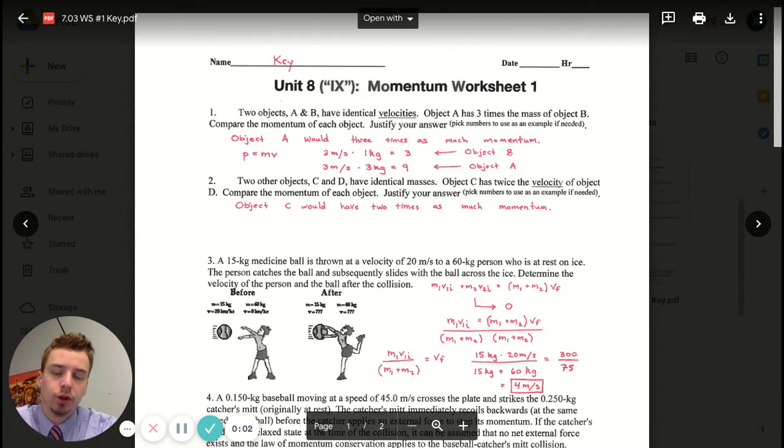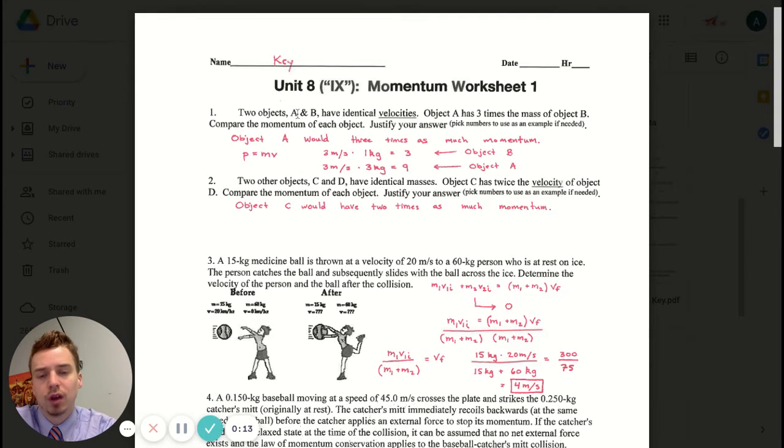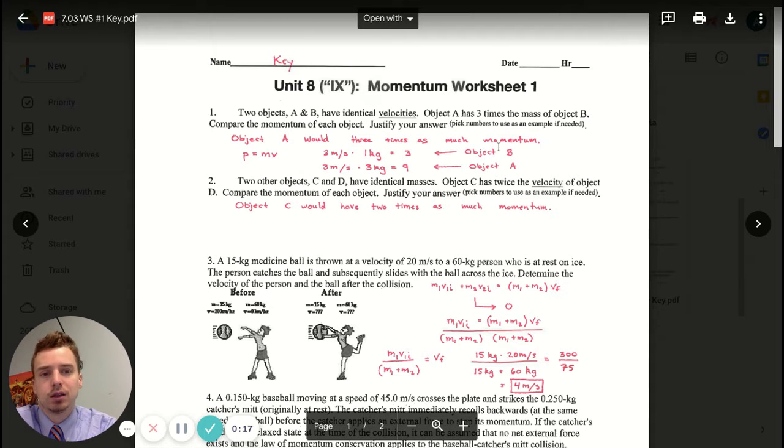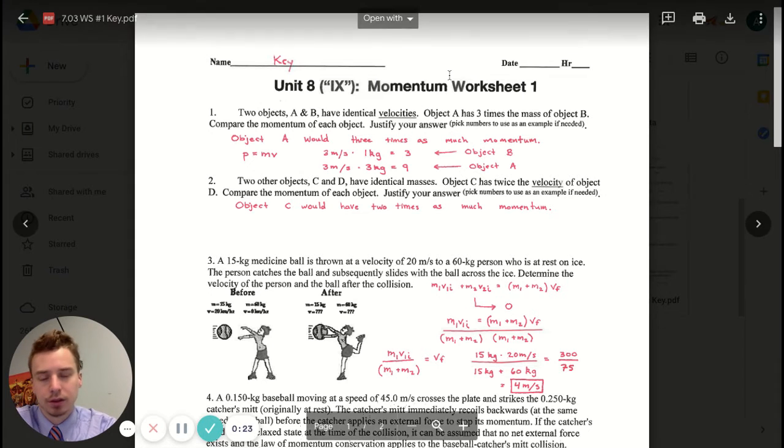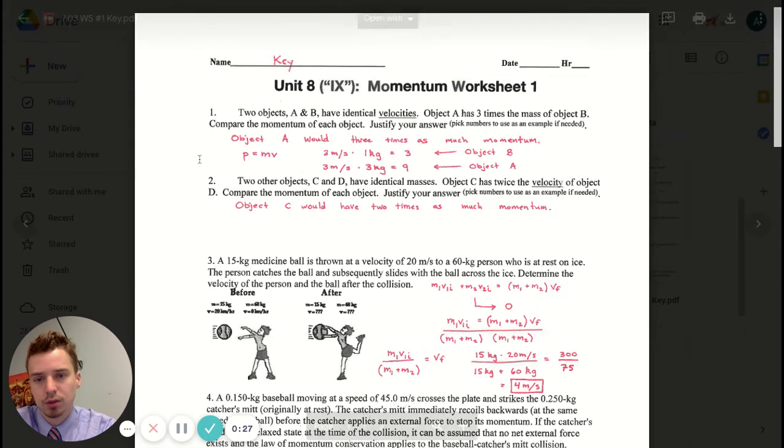In this video, I'm going to be going over the answer key for worksheet number 1 and hopefully answering some of the questions that we might have before we take the test. For number 1, they say that objects A and B have identical velocities, but object A has 3 times the mass of object B. Compare the momentum of each object. Justify your answer. Pick numbers to use as examples if needed.